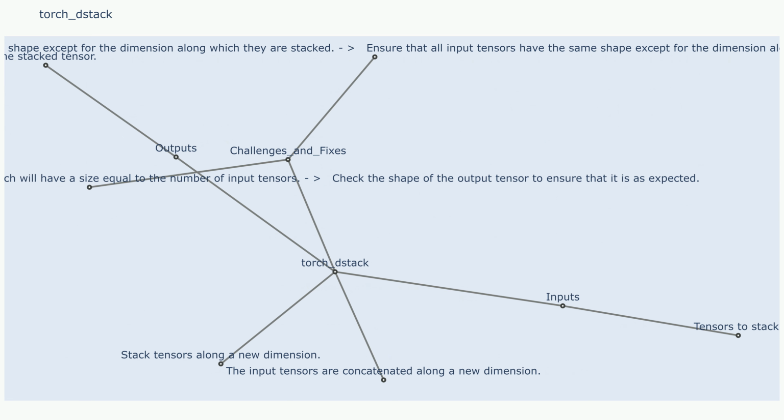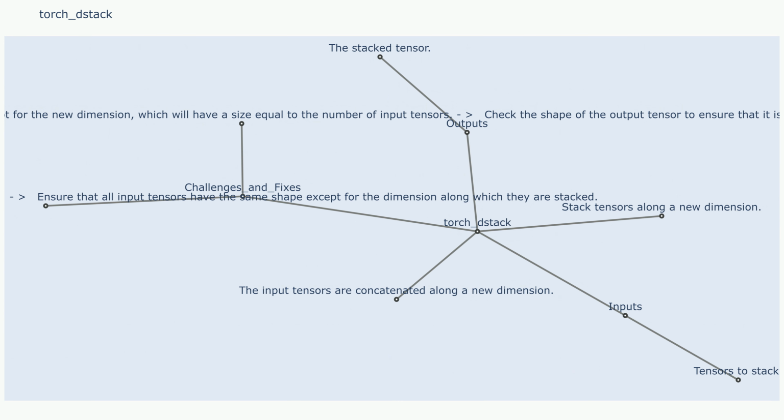Challenge 3. The number of dimensions in the input tensors must be greater than or equal to 2. Sample use case that resulted in challenge 3: trying to stack tensors with less than 2 dimensions. Fixes to challenge 3: reshape the input tensor to have at least 2 dimensions. You can use the torch.reshape function to reshape tensors.